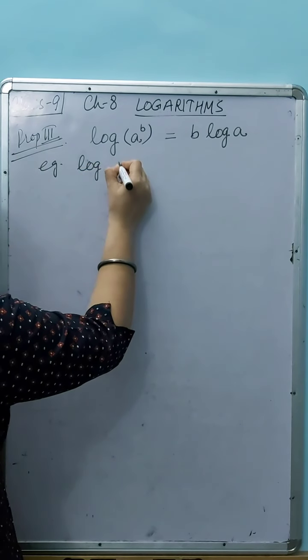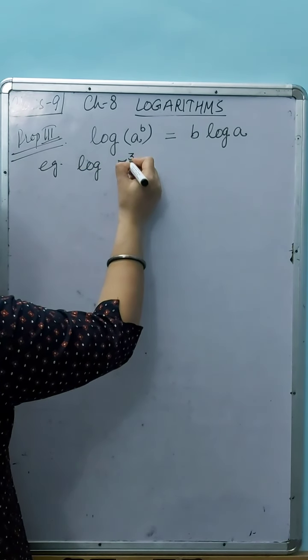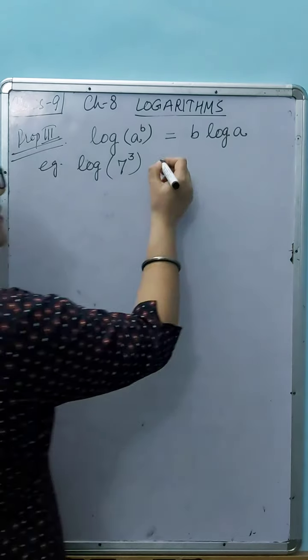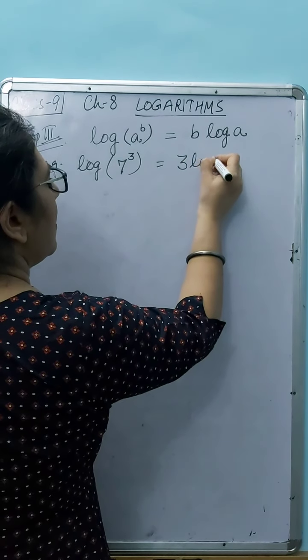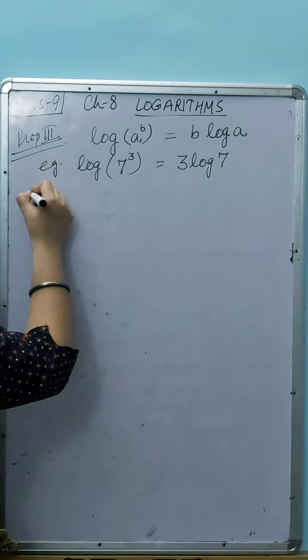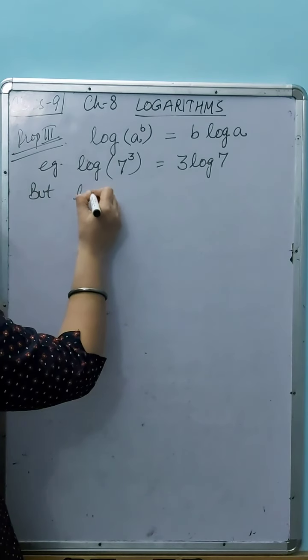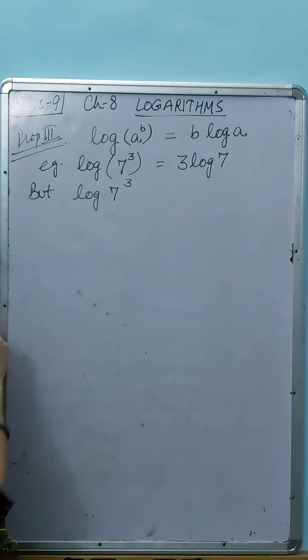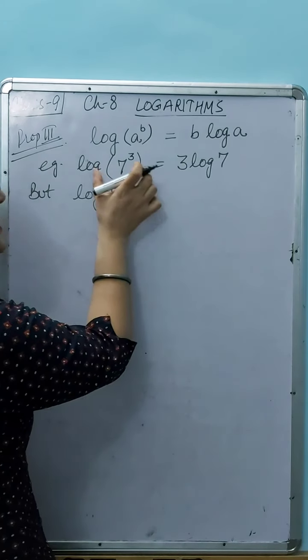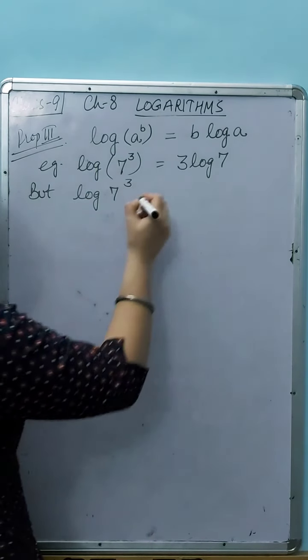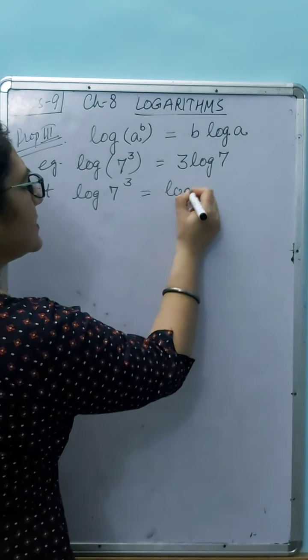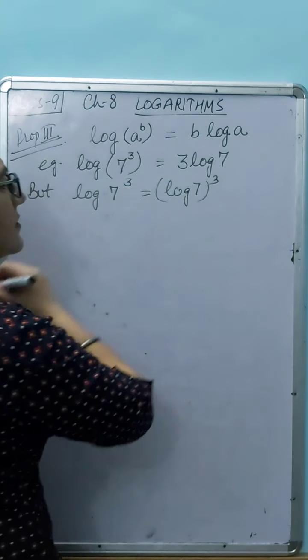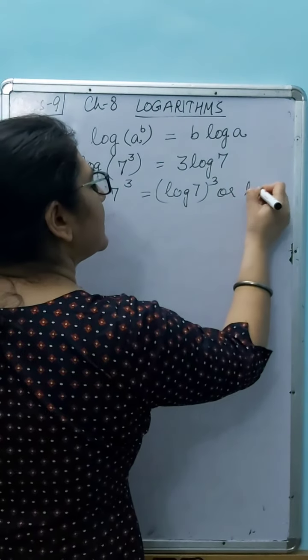Suppose you are having a sum log 7 raised to power 3, bracket over here. The answer is 3 log 7. But log 7 and here 3, it doesn't mean the same thing as what is written up over here. It can be read like this or it can be read like this.